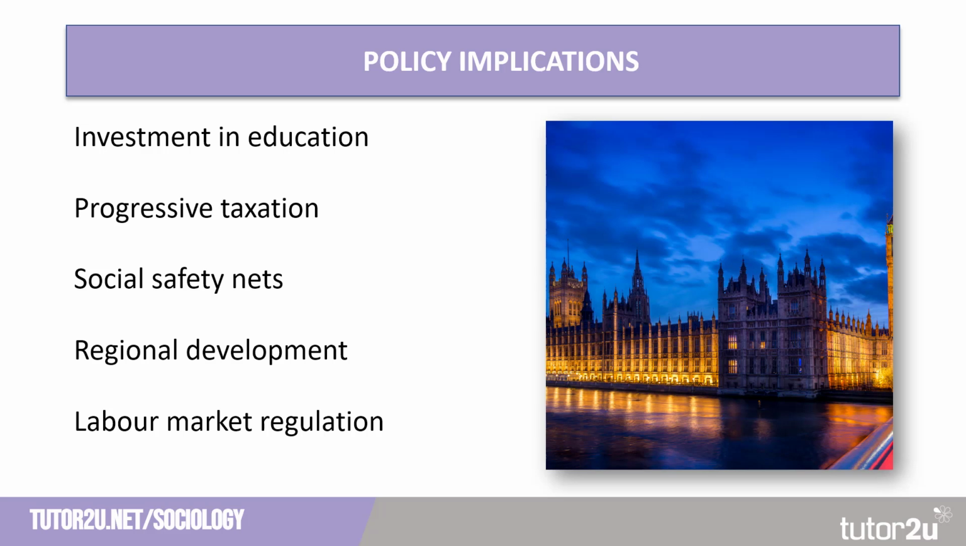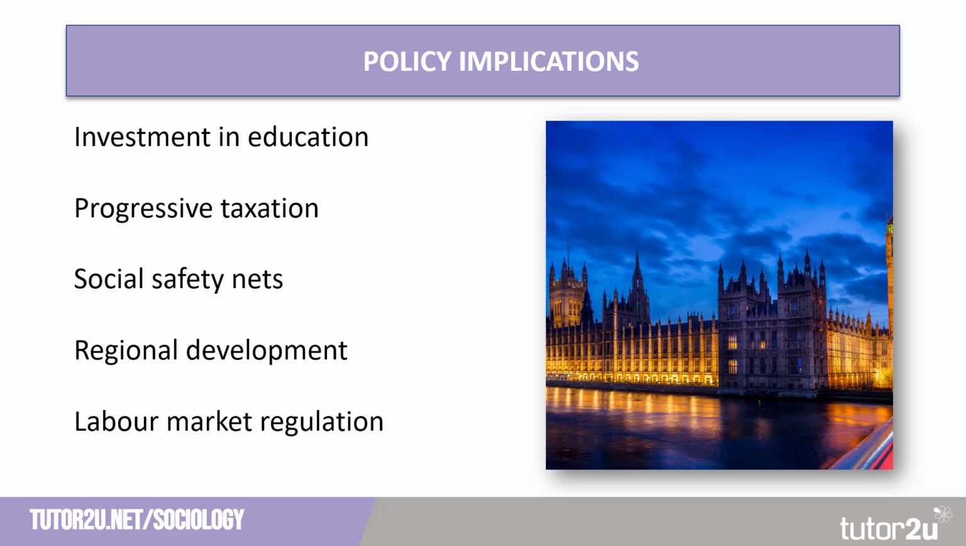Addressing the high Gini coefficient and improving social mobility in the UK requires a multifaceted approach. Key policy recommendations from sociologists include ensuring equal access to high quality education. This could involve increasing funding for schools in disadvantaged areas, providing more scholarships and financial aid for higher education, and addressing the attainment gap between different socioeconomic groups.